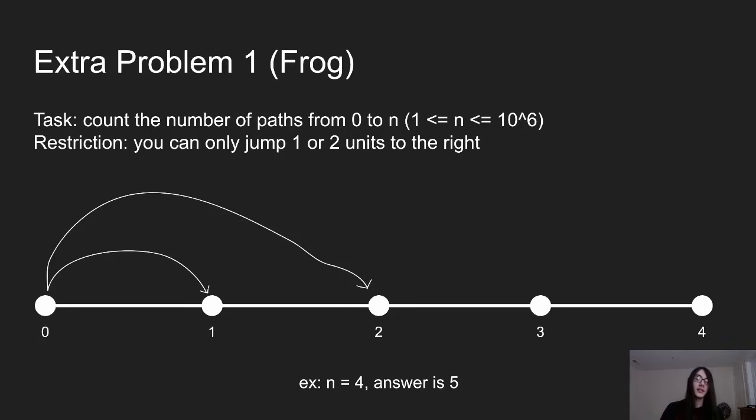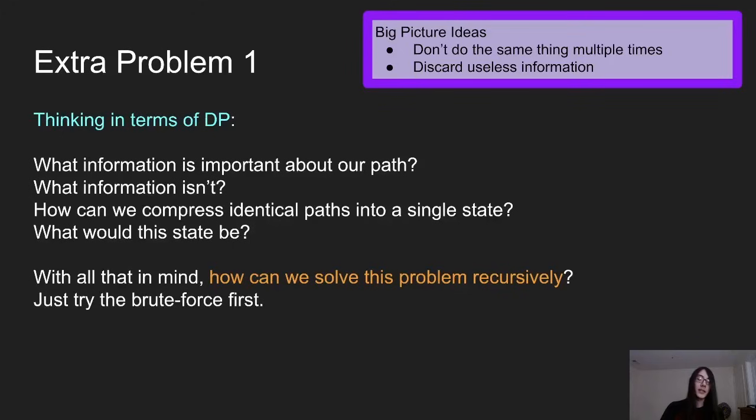This could be called easier than the grid problem, but it also might not be, so don't worry too much about the difficulty for now. Just try to solve it. Okay, hopefully you paused. So let's first ask, what information is important about our path? And what information isn't? Is there some defining feature we can compress all identical paths into a single state? And with those questions in mind, how would you solve this problem recursively? Just try writing a brute force first. If you want, you can spend some more time thinking about these questions. So pause the video, you can come back right now.